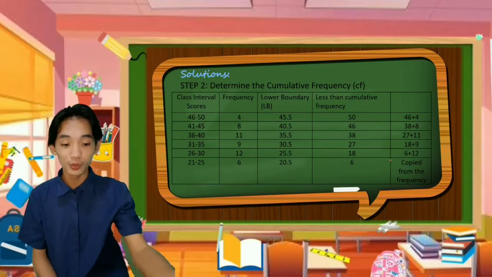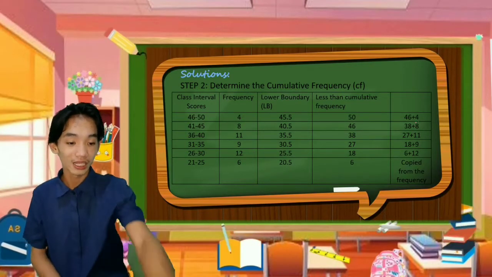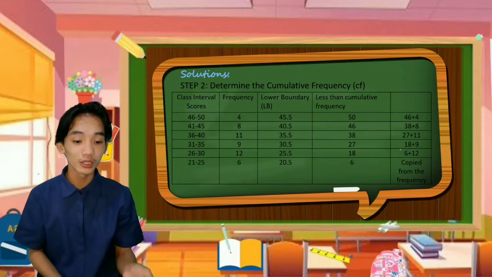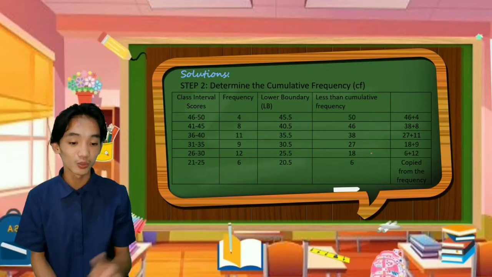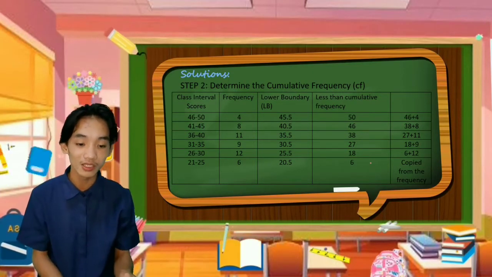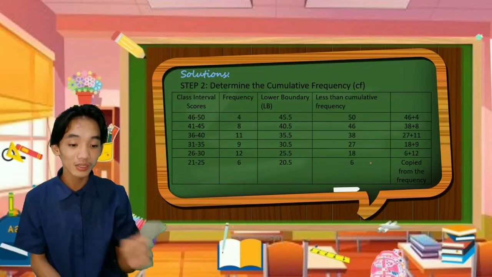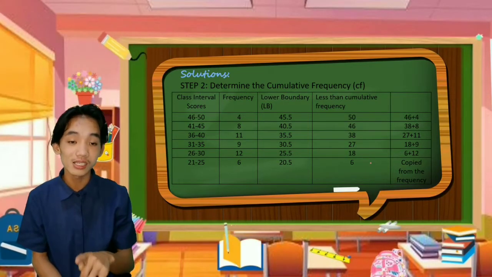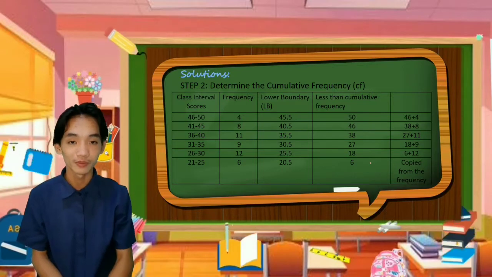We are going to copy it from the frequency like that. 46 plus 4 to 50, 38 plus 8 to 46, 27 plus 11 to 38, 18 plus 9 to 27, and 6 plus 12 to 18.